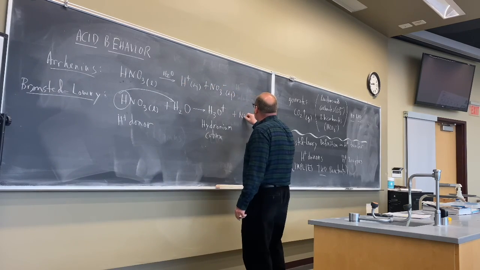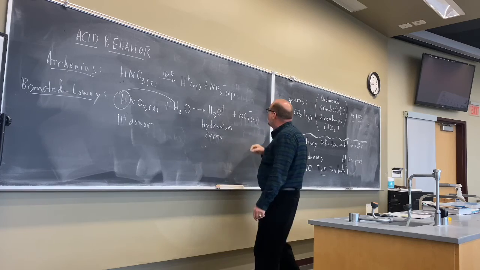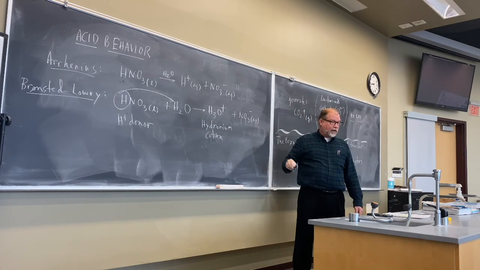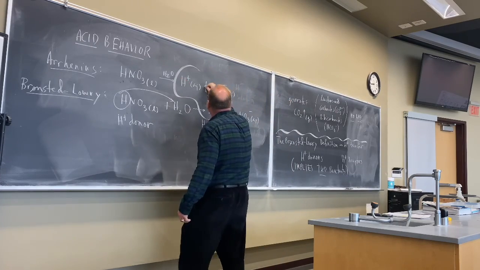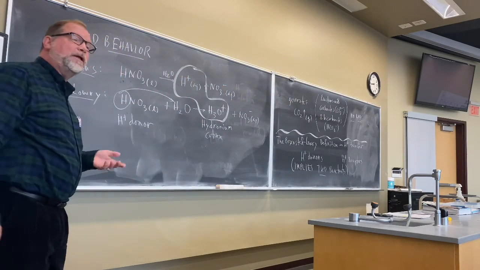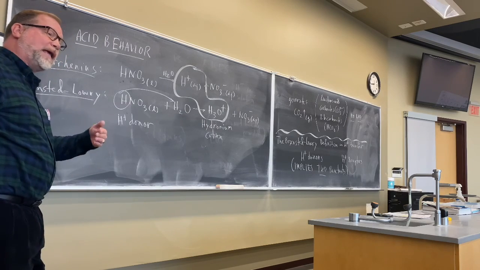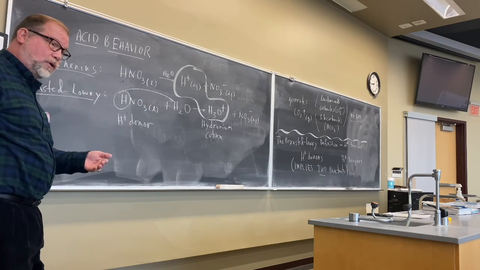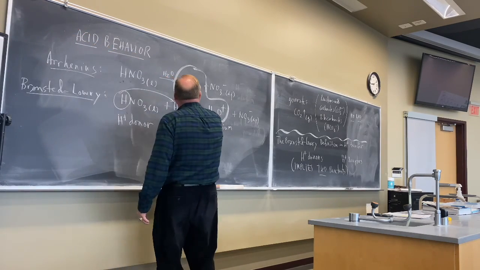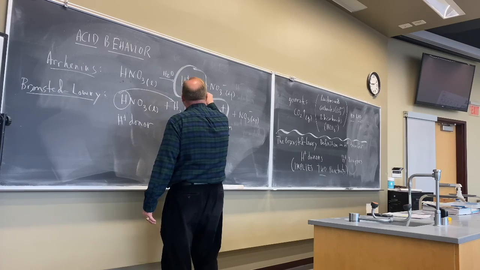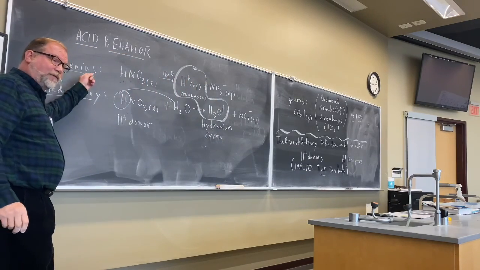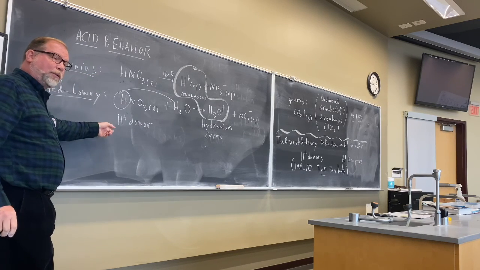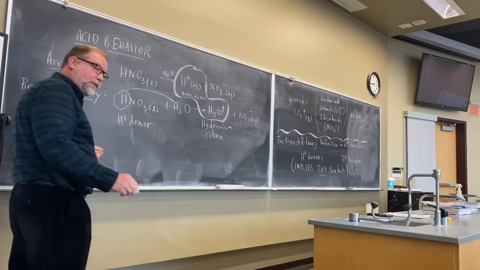Now, the rest of the nitric acid molecule, namely the nitrate anion, is still going to end up in aqueous solution. But what I'd like for us to recognize here is that the bare proton in the Arrhenius definition and the hydronium cation in the Bronsted-Lowry definition are analogous to each other. So we need to make sure that we recognize the difference between these two definitions. But I'd also like for us to recognize that if you are an Arrhenius acid, you're also a Bronsted-Lowry acid, and vice versa.